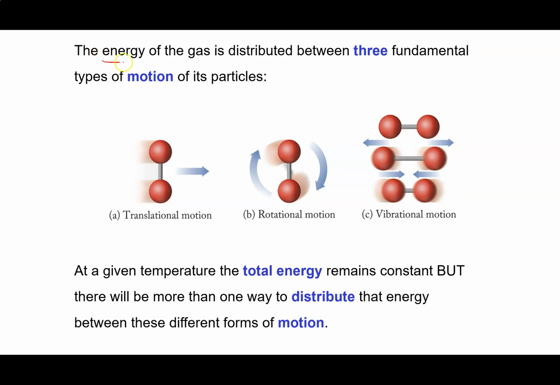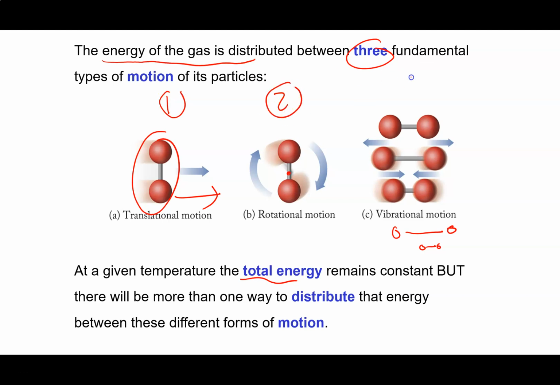So the energy of this gas is distributed amongst three fundamental types of movement. There's what we call translation, where the molecules move from one place to another. There's what we call rotation, where the molecules spin about their center of mass. And then there's what we call vibration, where the molecules stretch and contract against that bond. Now, at a given temperature, there will be a fixed total amount of energy, but the way that it's spread amongst these three different things might change.